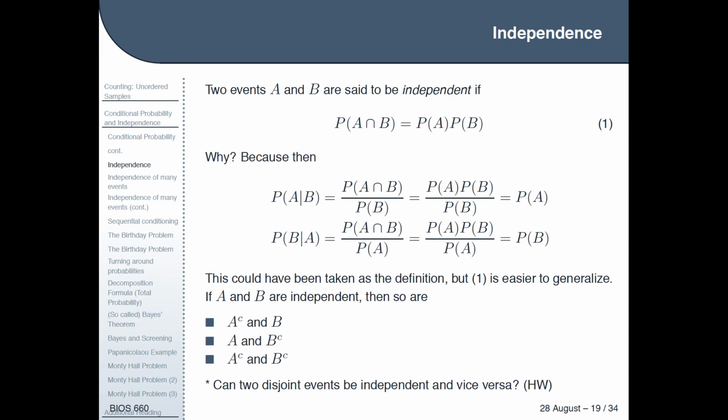And you can show that if A and B are independent, so is A complement and B, A and B complement, and A complement and B complement, and also raising the homework question of is it possible for 2 disjoint events to be independent, and is it possible for 2 independent events to be disjoint?